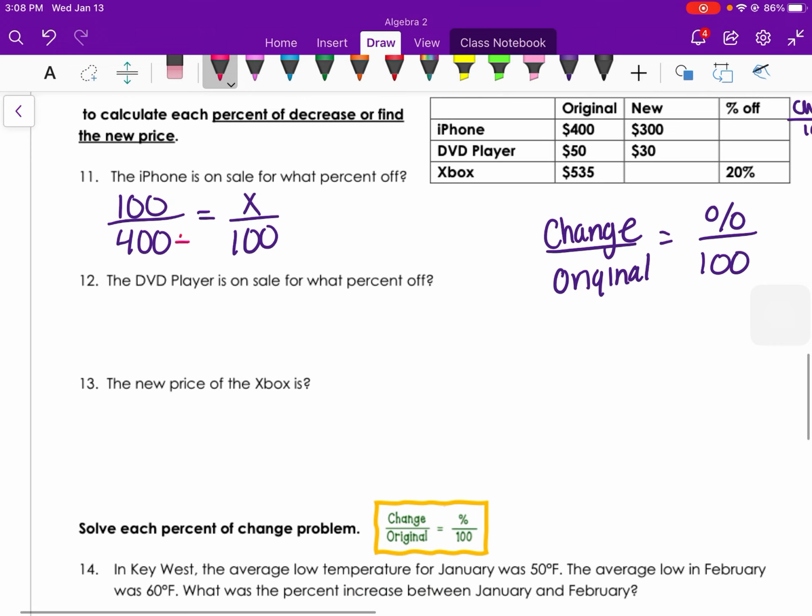And then I know I could divide 400 divided by 4 to get 100. So then 100 divided by 4 would equal 25. So it'd be 25% off for the iPhone.